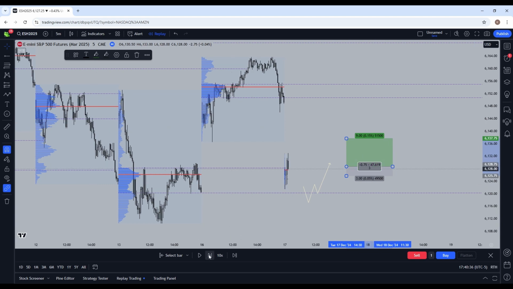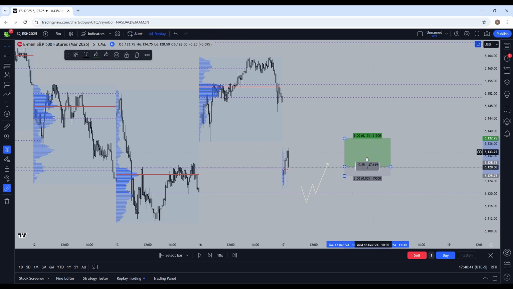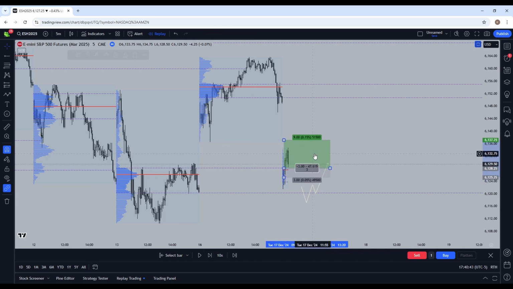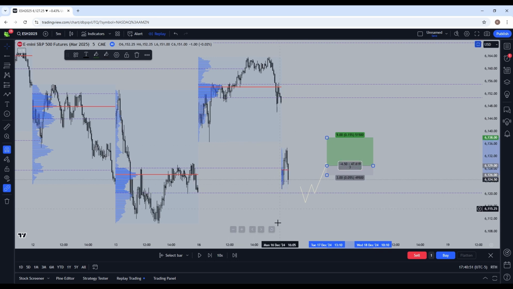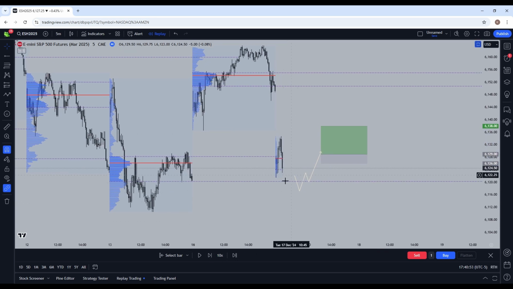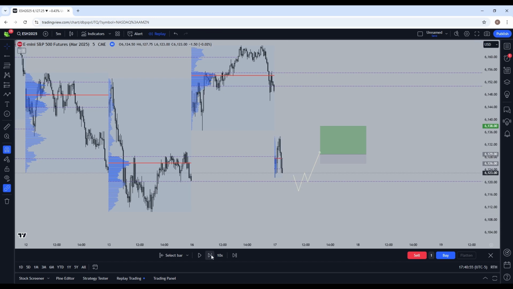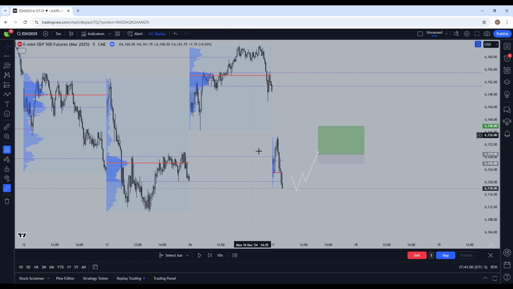And in this case, that level actually held, but it didn't go 9 points. So I would have lost regardless. Not that I would have known, but I'm glad I didn't take the trade. It wasn't part of my plan. It would have stopped me out. And now we're back to our original plan. So we're looking for a sweep of these lows here, and for it to come right back up.